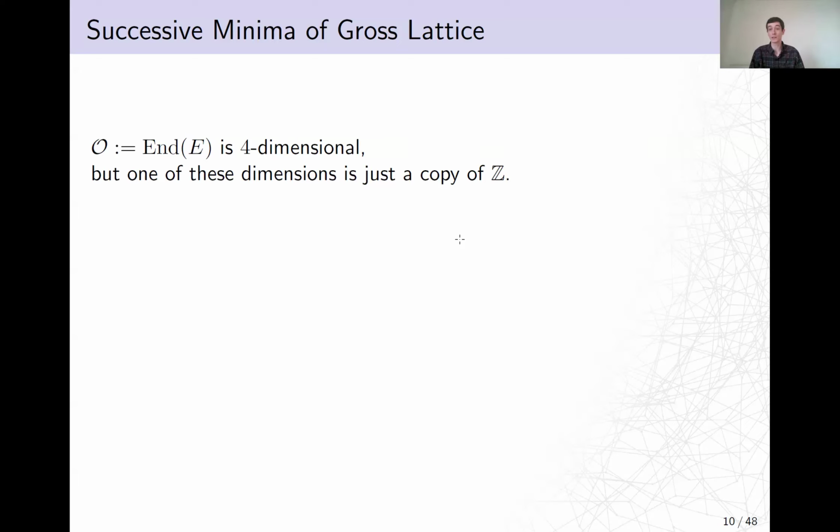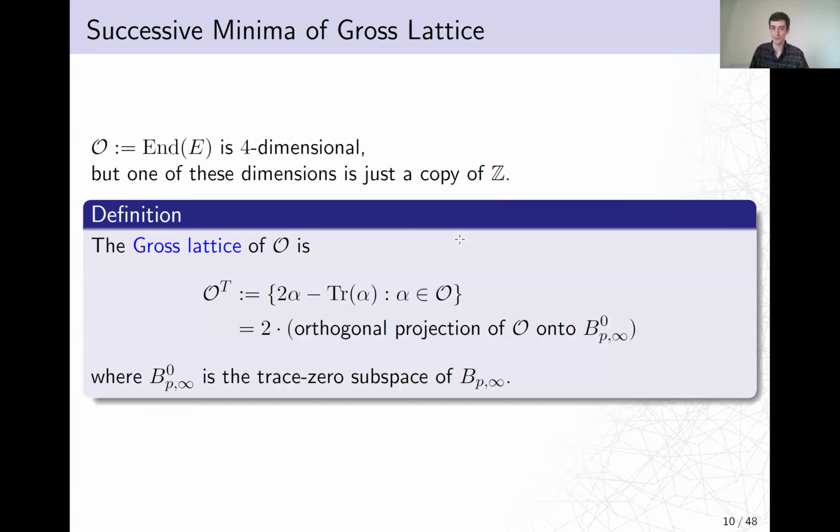But one of these directions is very easily understood. Namely, given any integer n, you can just take a point on your elliptic curve and add it to itself n times. This gives you a map from E to itself. So the integers very naturally lie in the endomorphism ring. If we want to study these structures, one thing that's very natural to do is just quotient out by the integers and land with something three-dimensional. And this is the basic idea behind the Gross lattice.